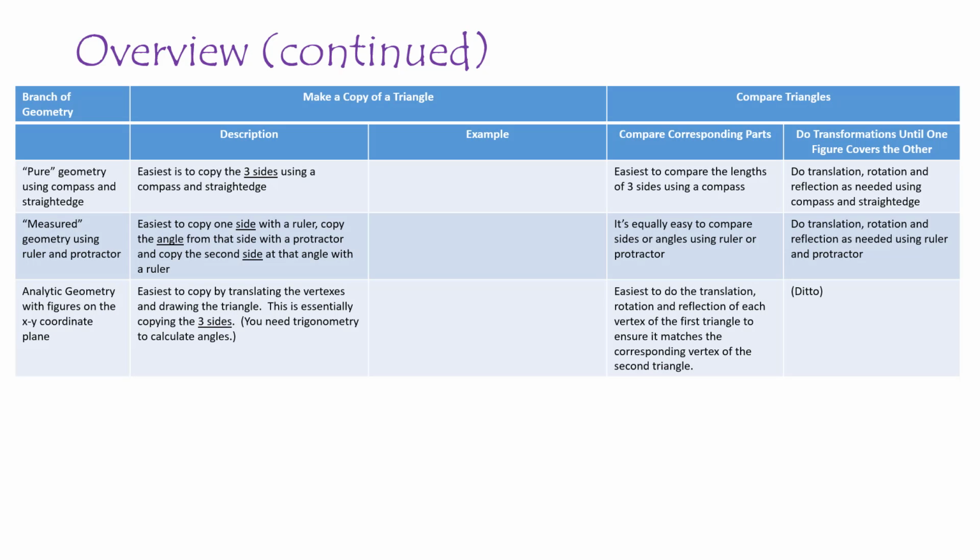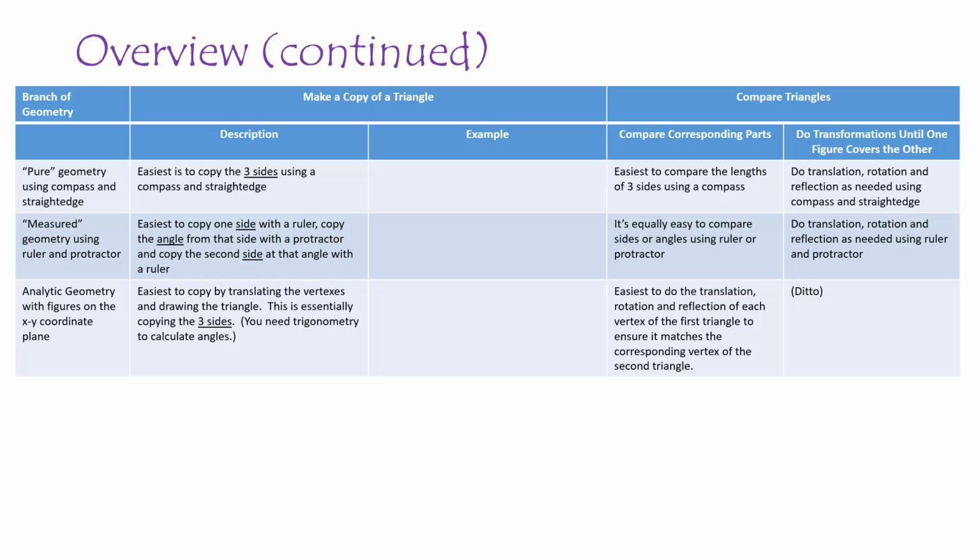So here's a table that shows this, and down the left-hand side are what I call the branches of geometry. The first one is what I would call pure geometry, which is using a compass and a straight edge like the ancient Greeks did. The next you could call measured geometry, which is using a ruler and a protractor. And the final one is analytical geometry, where you put the geometric figures on an XY coordinate plane.